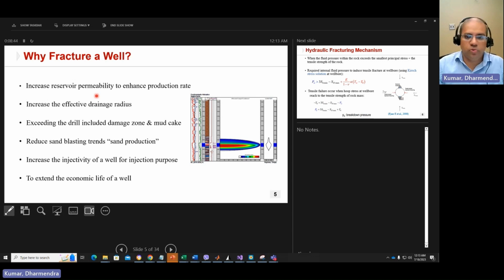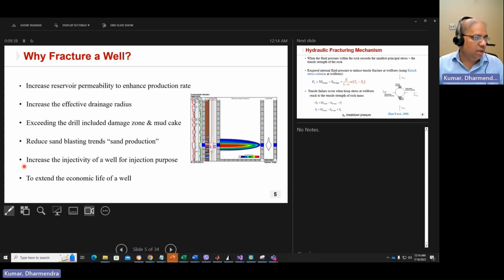So why do we need hydraulic fracturing, particularly in oil and gas reservoirs? Like I mentioned earlier, we need to increase the reservoir permeability, particularly in low permeability reservoirs like shale, tight oil and gas, and tight sand reservoirs. We can also increase the drainage radius from a well. Additionally, as we drill near the wellbore, mud cake and damage happen due to drill cuttings, and they can block the conductive path for the hydrocarbon. So hydraulic fracturing is also very useful there.